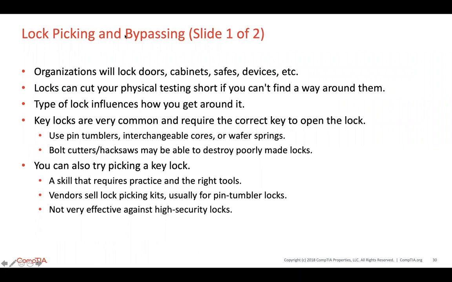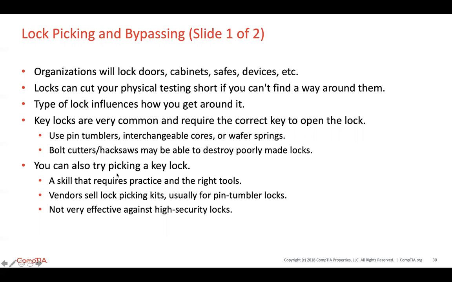Organizations, lock picking and bypassing. Organizations will lock doors, cabinets, safes, devices. This is where your lock picking comes in. If you're doing a physical pen test, locks can be cut to your physical testing, in short, if you can't find a way around them. The type of lock influences how you get around it. Key locks are very common and require the correct key to open. They use pin tumblers, interchangeable cores, or wafer springs. Bolt cutters and hacksaws may be available to destroy poorly made locks.